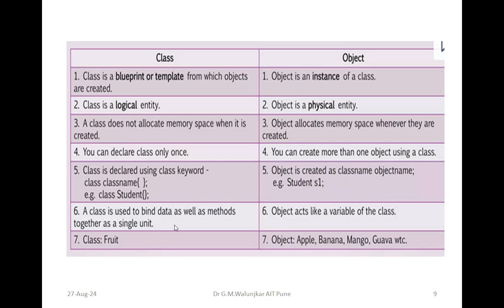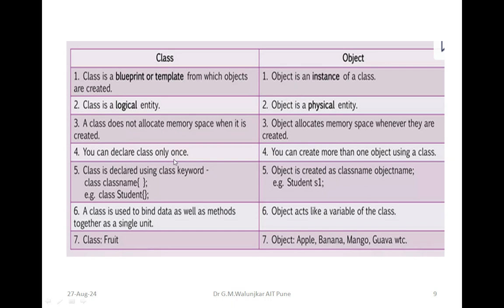Now let's quickly have a differentiating factor between the class and the object. So class is a blueprint or template from which objects are created, whereas object is an instance of a class. The class is a logical entity, whereas object is a physical entity. Class does not allocate memory space when it is created. Object allocates memory space whenever it is created.